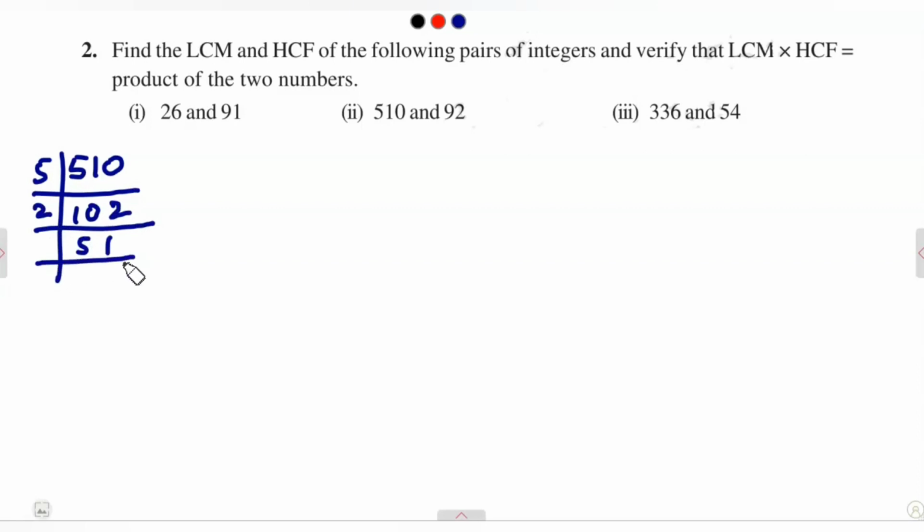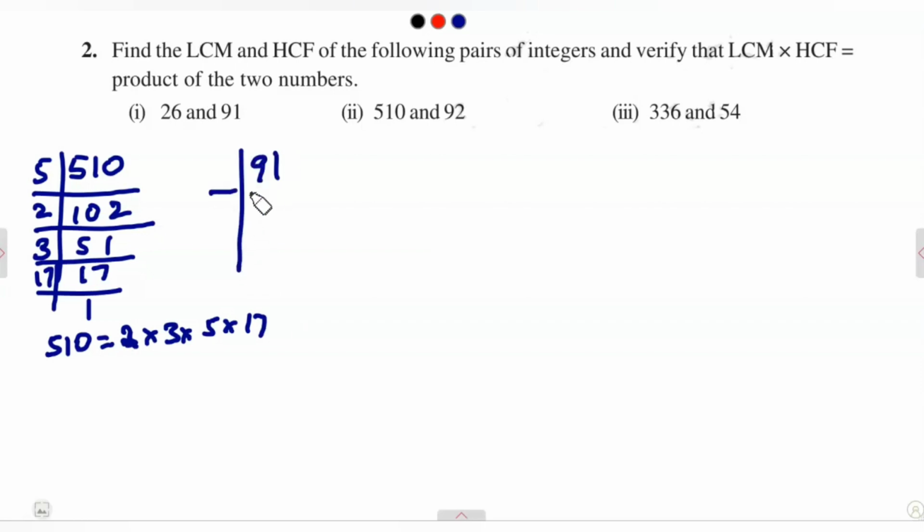Next I'll take 3 table, 3 17s are 51. And 17 is a prime number, continue, 17 ones are 17. So we got 1. So 510 is equal to, I'll write in ascending order, 2 into 3 into 5 into 17. Okay, next coming to 92, do the prime factorization for 92.